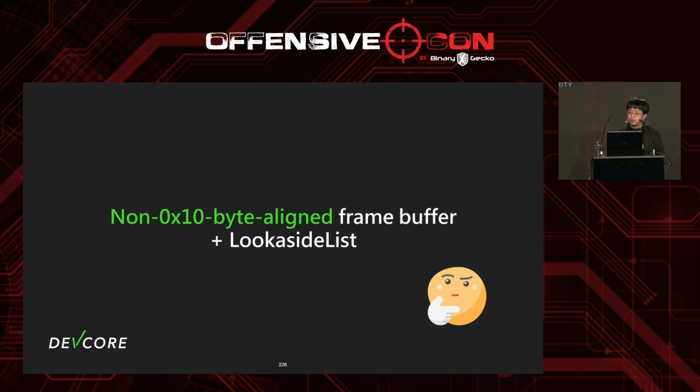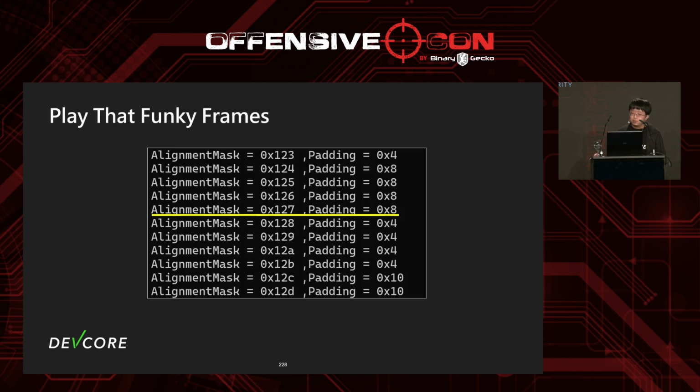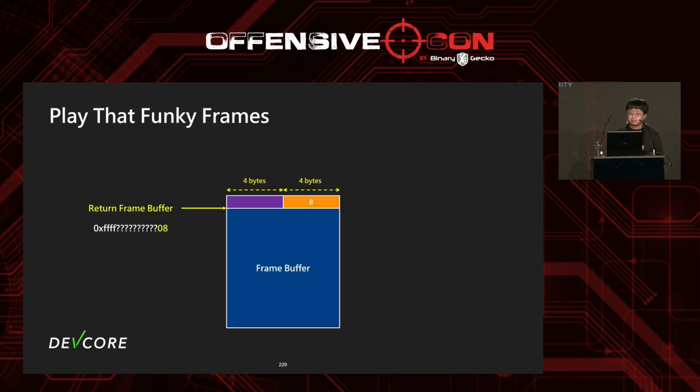So what happens if a frame buffer that's not 0x10 byte aligned is placed into a Lookaside list? Let's play the funky frame. We write a script to list out all possible alignment masks and the padding size. Here we are using an alignment mask that gives us 8 bytes of padding. Then we configure the allocator to pre-allocate 4 frame buffers. The buffers will look like this. Due to the padding, the buffers' addresses will all end with 8.